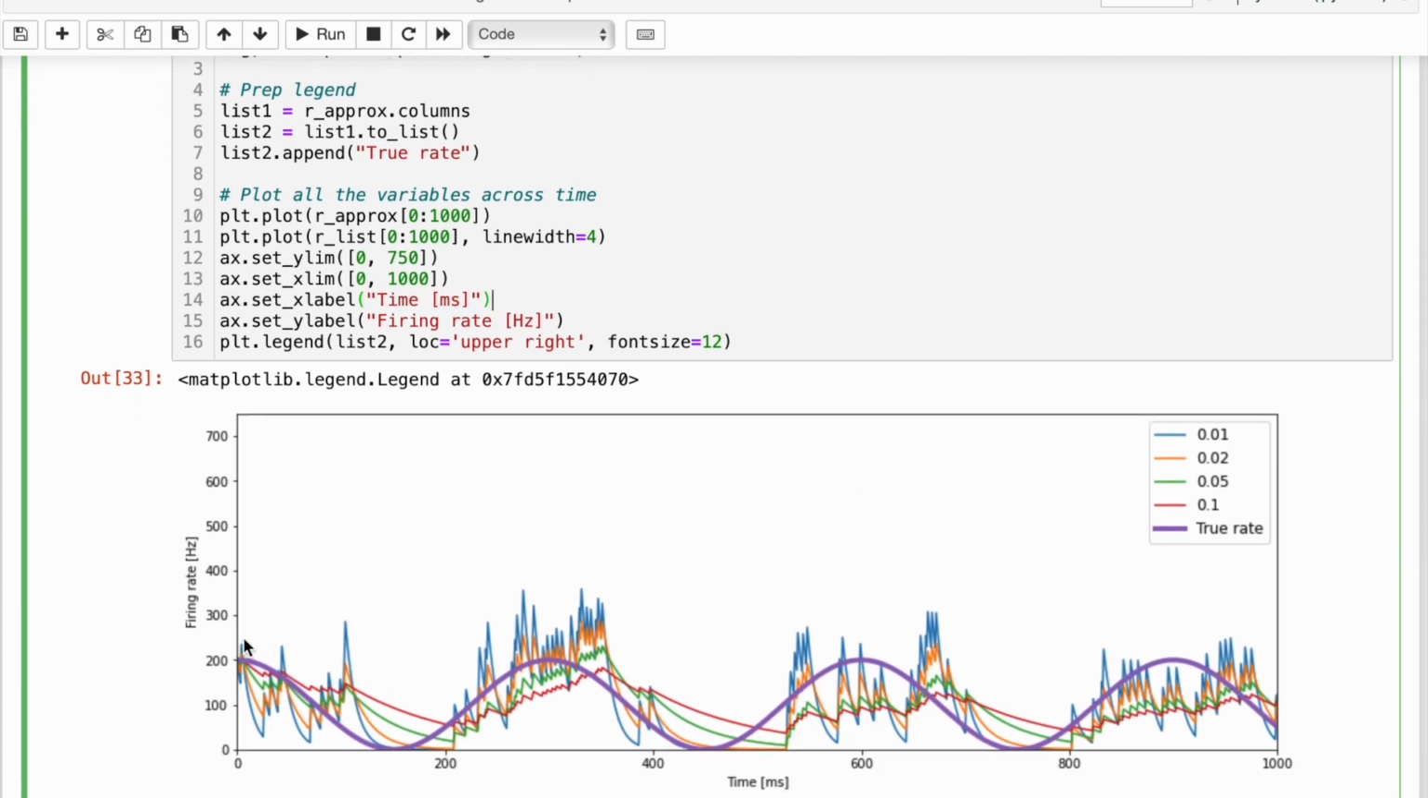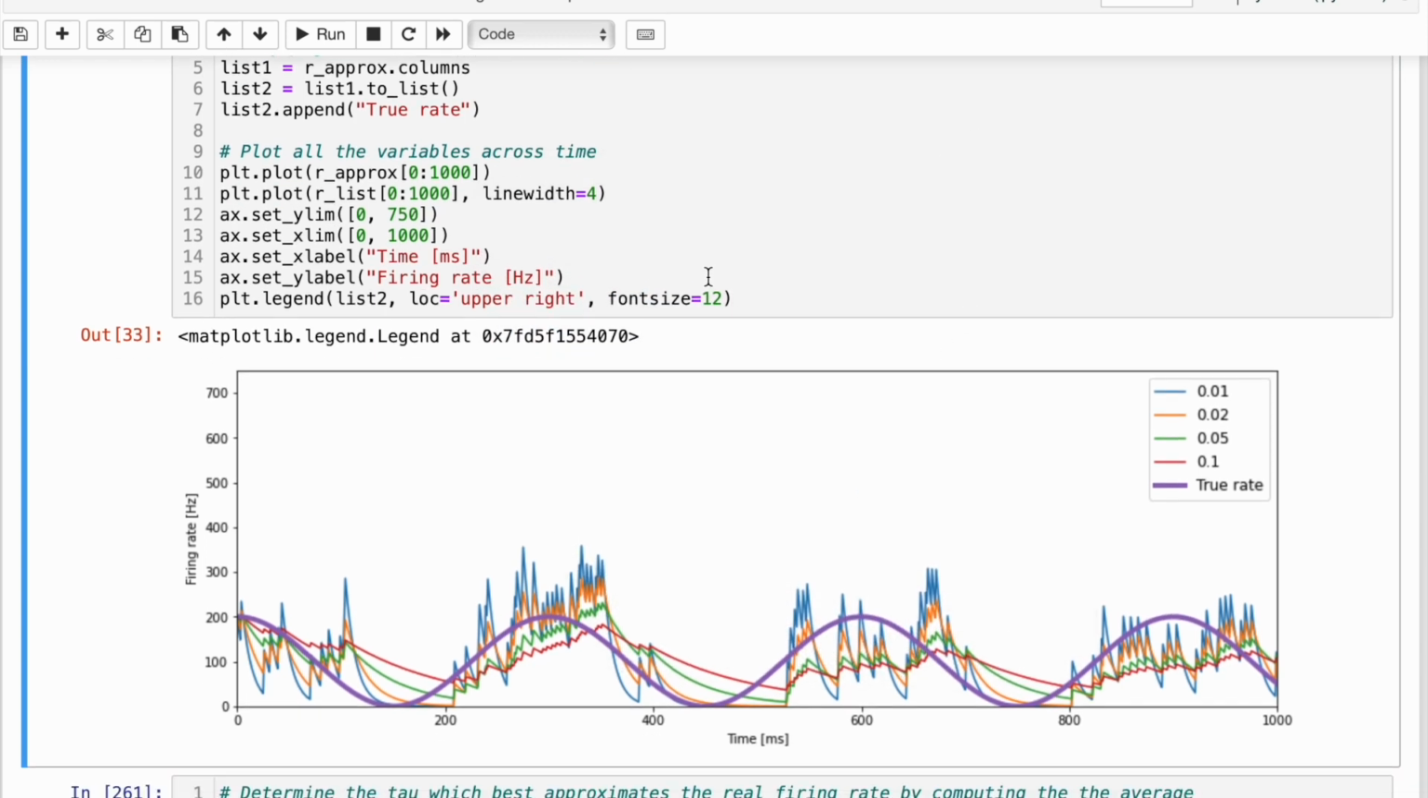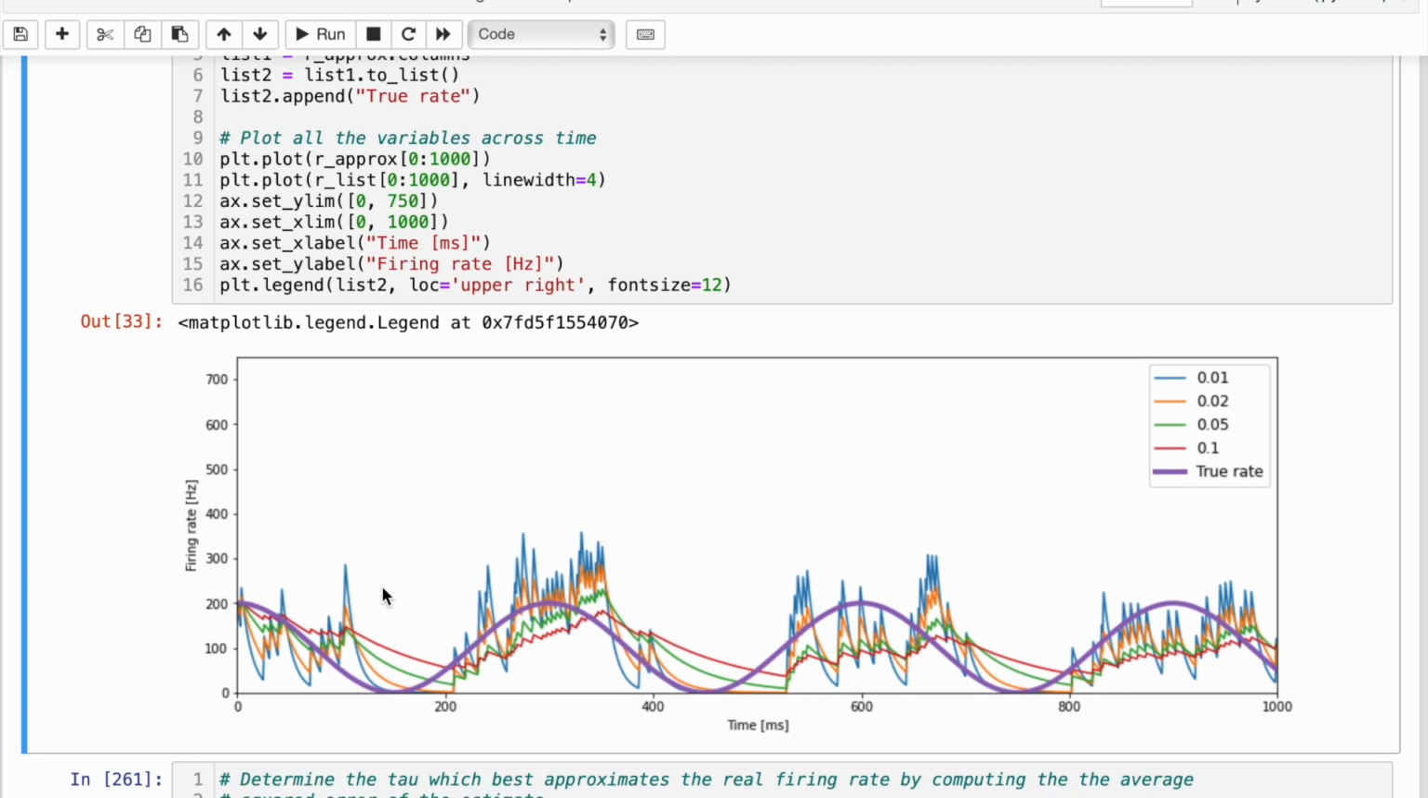So in purple, you can see the real firing rate. This was the true firing rate, which was generated by the harmonic oscillator. And then we have 4 different lines for the different taus used to generate the spikes. Now, you can see there are clear differences popping up immediately. So the largest tau is red.